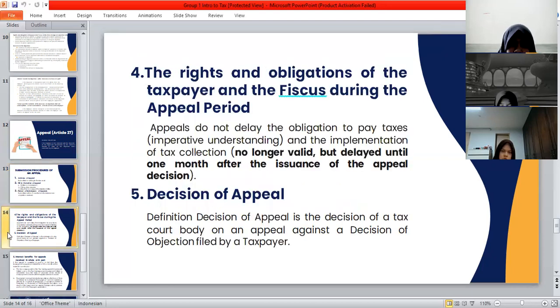The fourth, the rights and obligations of the taxpayer and the fiscus during the appeal period. Appeals do not delay the obligation to pay taxes, or we call it imperative understanding, and the implementation of tax collection is no longer valid but delayed until 1 month after the issuance of the appeal decision. Fifth, decision of appeal. Definition: a decision of appeal is the decision of a tax court body on an appeal against a decision of objection filed by a taxpayer.